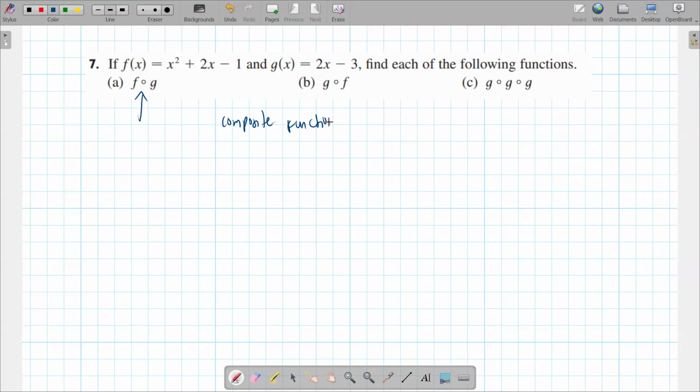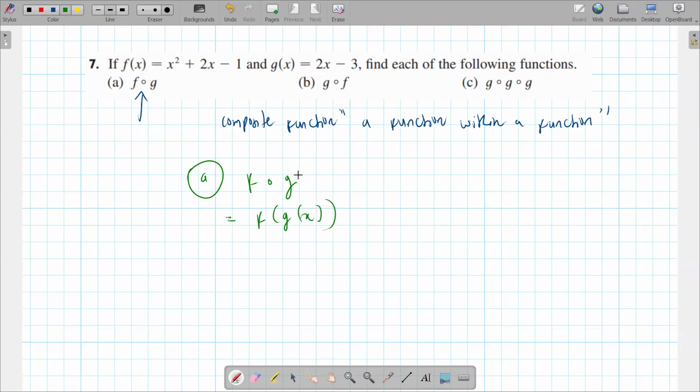A better way of thinking about these is that it's a function within a function, and this can go to infinite levels. Function within a function. So let's look at A. A says f composite g, like that, f∘g, right? f of g. You can rewrite this as f of g of x. They're equivalent. You can put this function inside of this function. For b, that's equivalent to g of f of x. For c, that's equivalent to g of g of g of x. So there's 3 levels there.